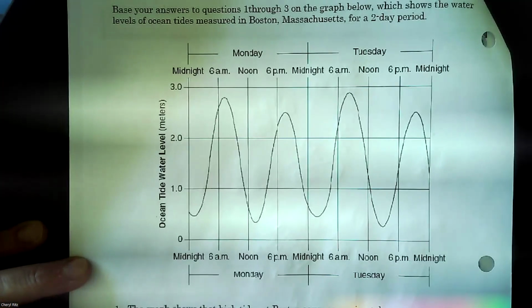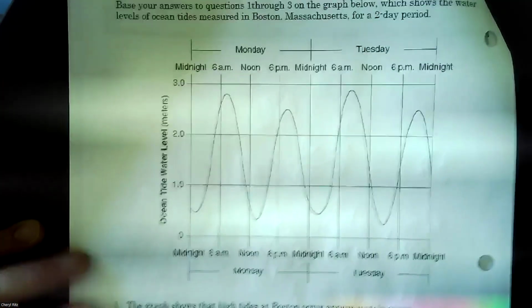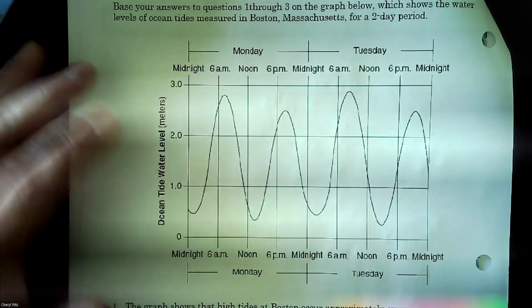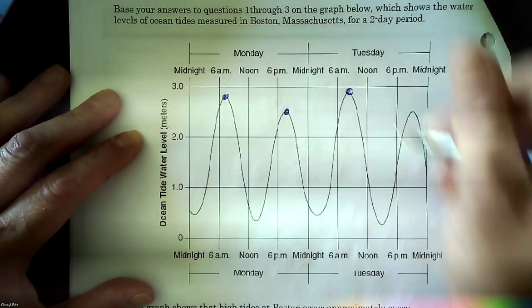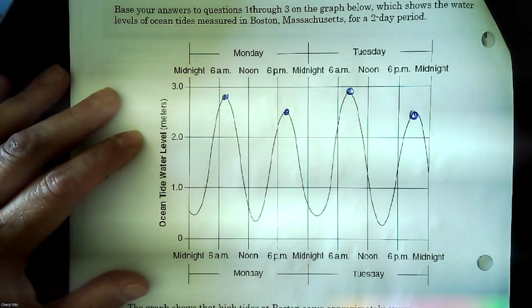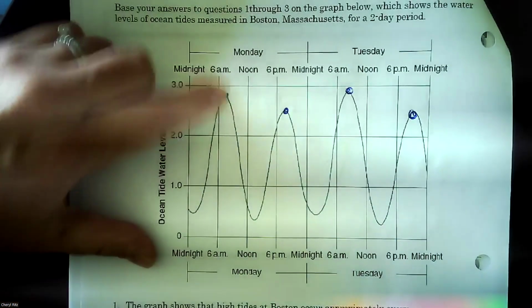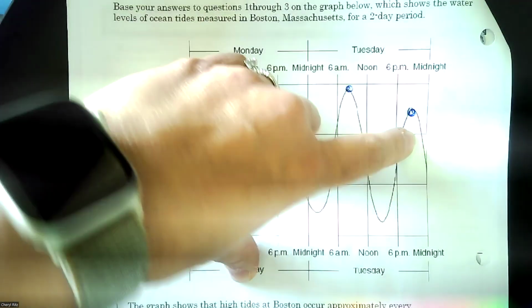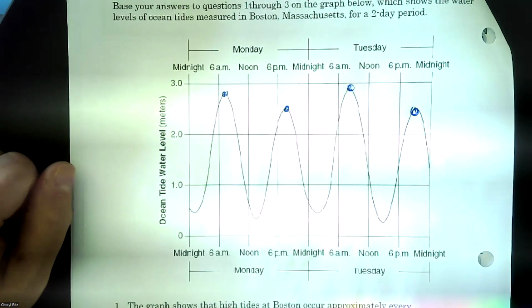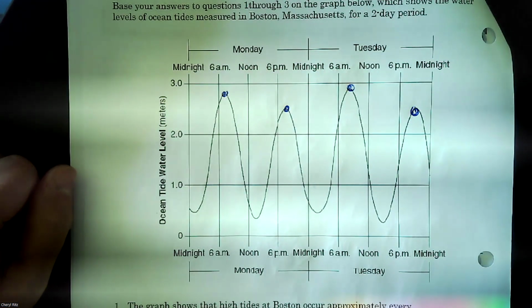Oh, so this question says high tides. The graph shows high tides in Boston occur. Here's a high tide. Here's a high tide. Here's a high tide. Here's a high tide. Little after 6. Did we even look at the graph?